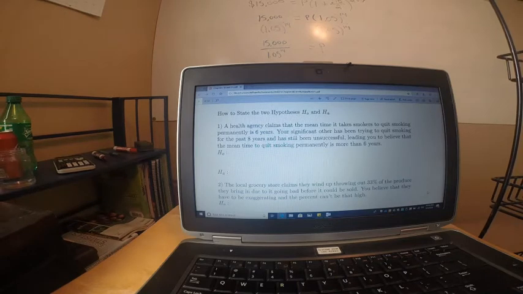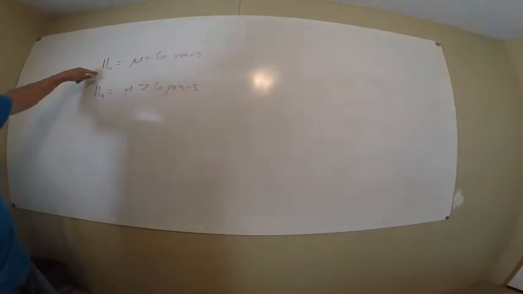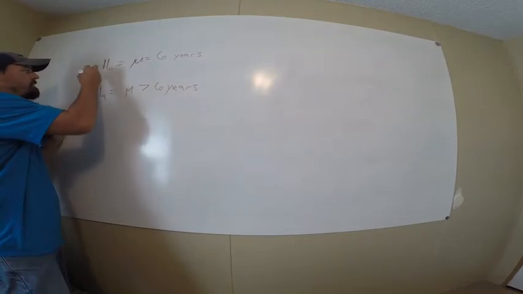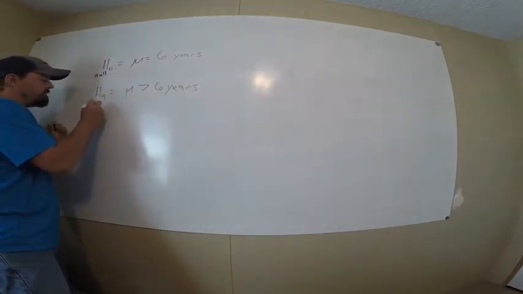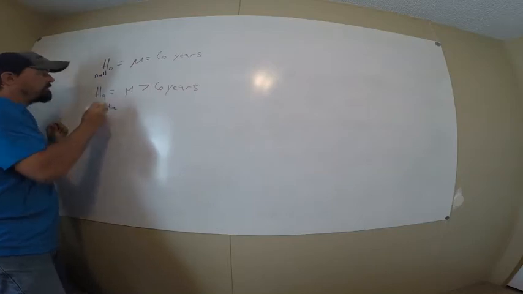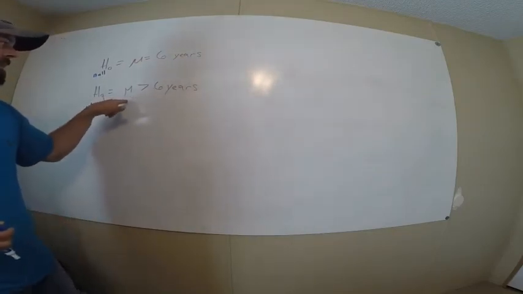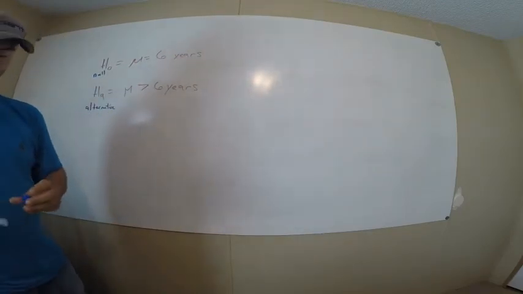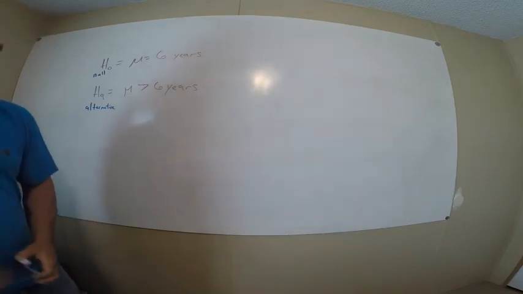So I'm going to go to the board real quick, and I'm going to write your null and alternative hypothesis on the board so that you could see exactly how you should write these. Your null hypothesis. I'll even write it here just for a few of you first timers. This is your null hypothesis. This is your alternative. Your null hypothesis is that mu equals 6 years. Your alternative hypothesis is that mu is greater than 6 years. And it really is that simple to start out your hypothesis testing.